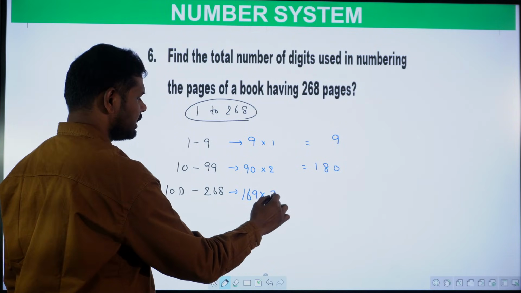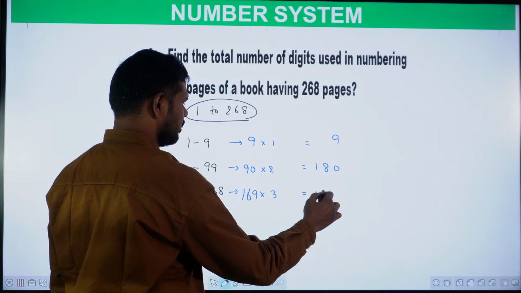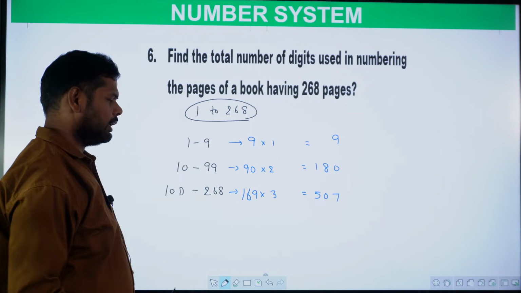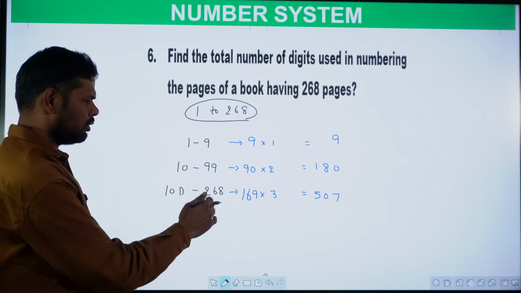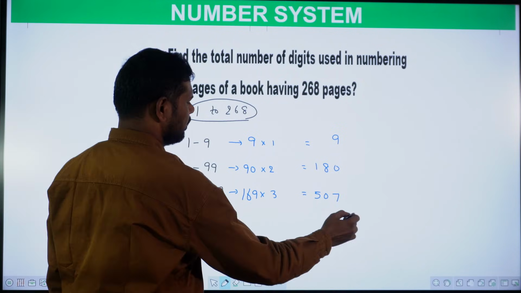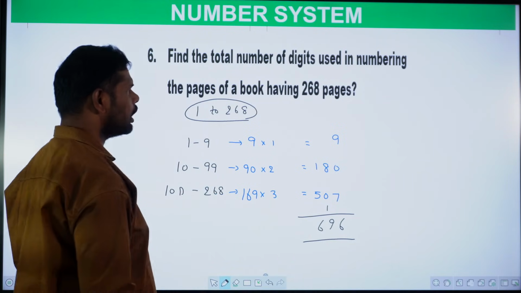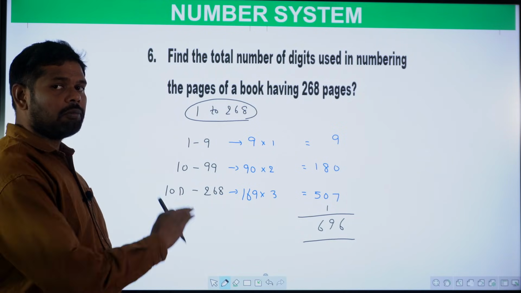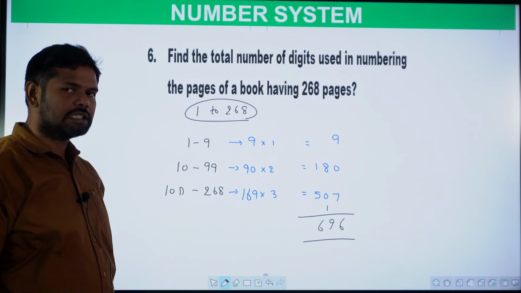Each number has 3 digits, so multiply 169 into 3, or 170 into 3, which is 510, minus 3, which is 507, or you can directly multiply. So by adding all this, 9 plus 180 plus 507, the total number of digits from 1 to 268 pages in a book is 696.